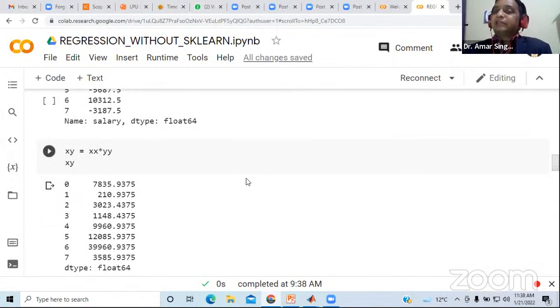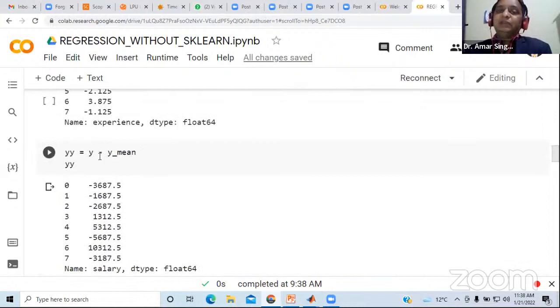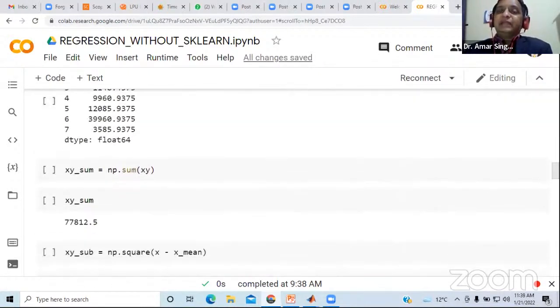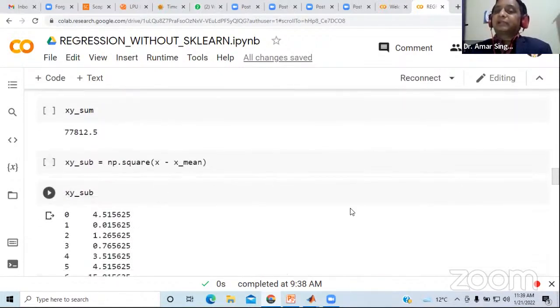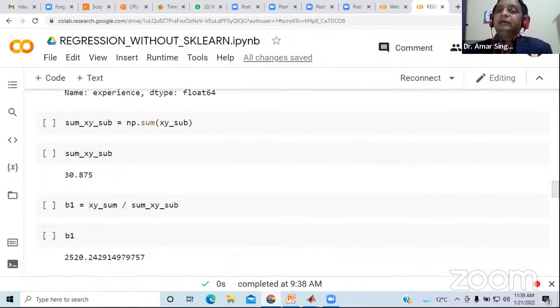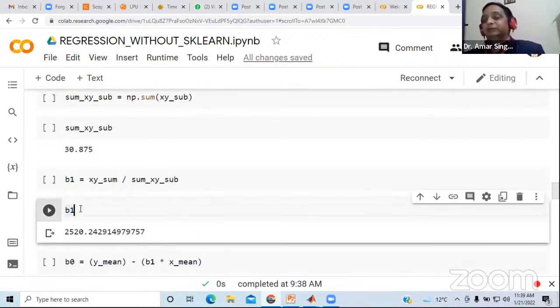Now, X minus Y. So what is X? Y is Y minus Y mean, and X is Xi minus X mean. So after that, I computed the sum. Then after computing the sum, I subtracted the terms. I am following the same equation, right? So after following the equation, you can look here. I computed the value of B1. B1 value has been computed mathematically.